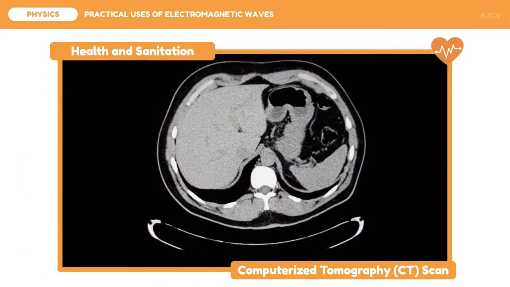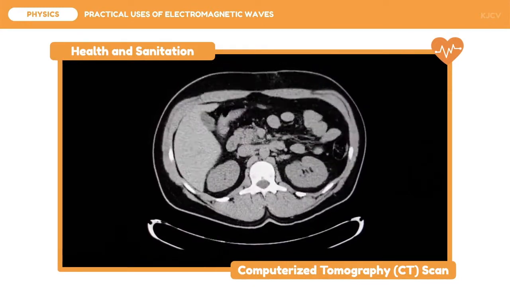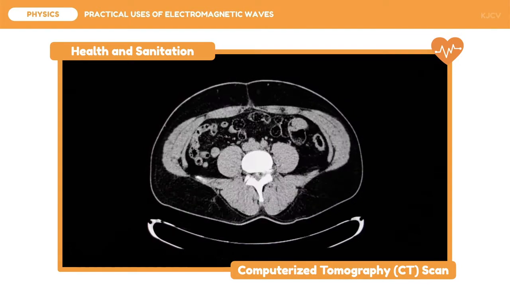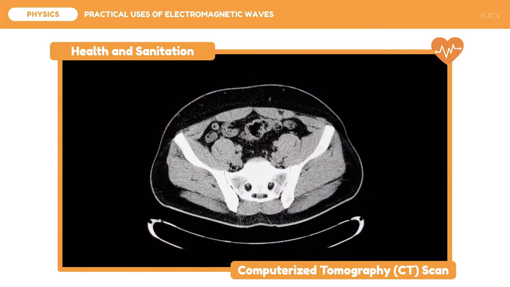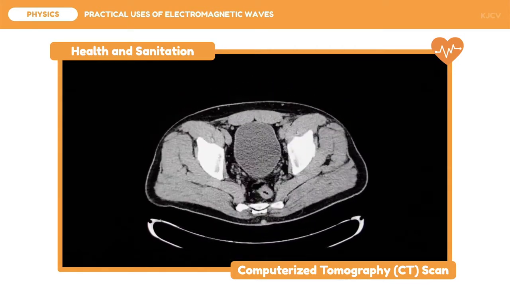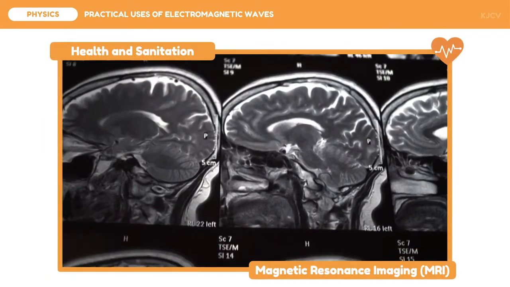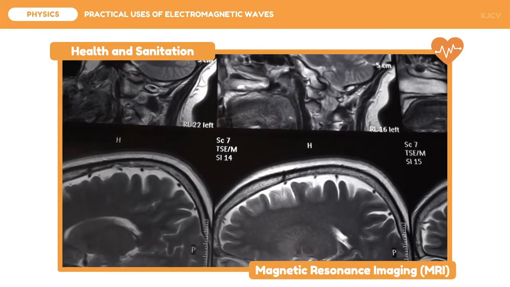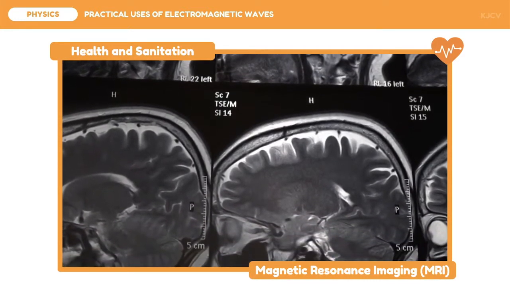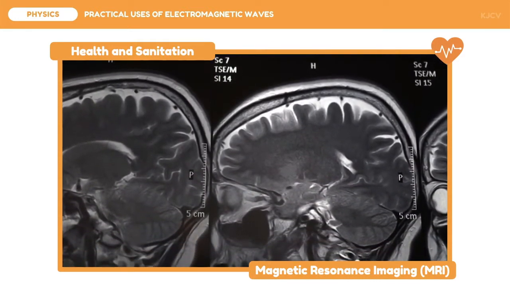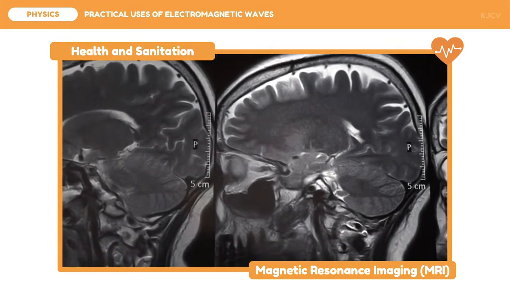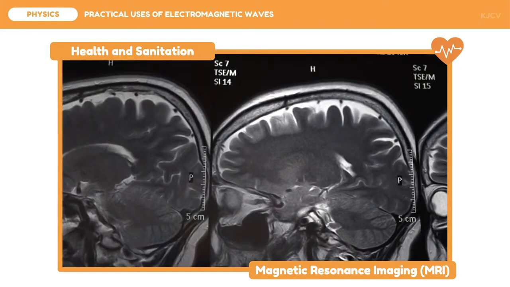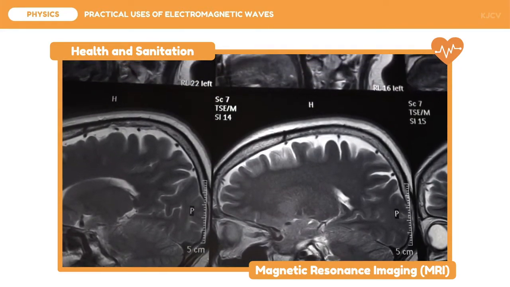CT scan stands for computerized tomography. It uses X-rays at different angles to create images of the slices of the bones, blood vessels, and other soft tissues of the body. Another type of medical imaging is the MRI. The MRI, or magnetic resonance imaging, is a medical imaging technique that produces accurate pictures of the organs and tissues in your body using a magnetic field and computer-generated radio waves. Unlike X-rays and CT scans, the MRI does not use potentially harmful EM waves.